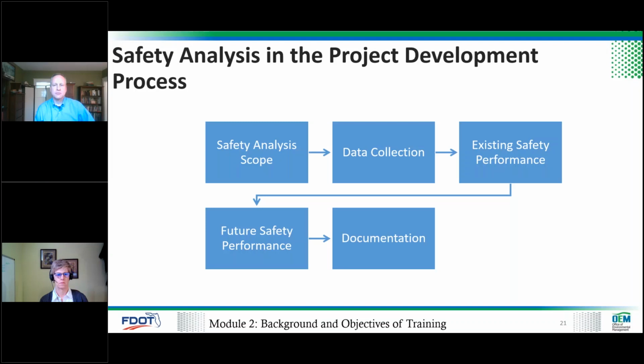So for future safety performance, this is going to be forecasting future safety condition and considering impacts of the alternatives. This allows you to compare forecast crash conditions under each of the different project alternatives. For the most part, this will be done using CMFs or the predictive method.